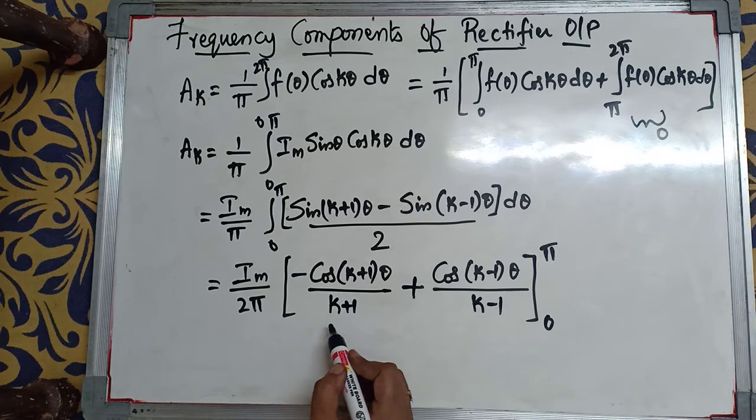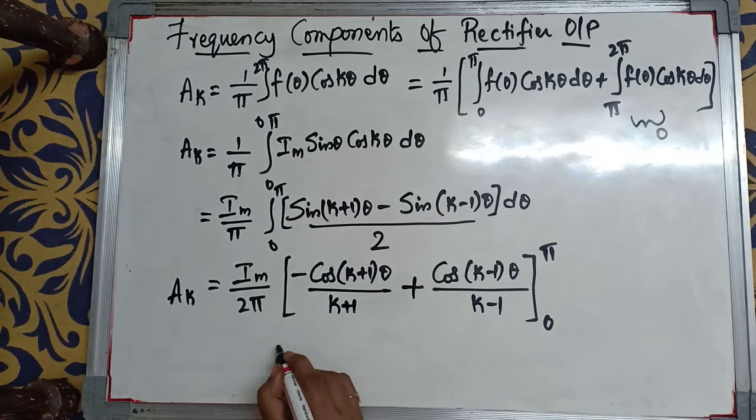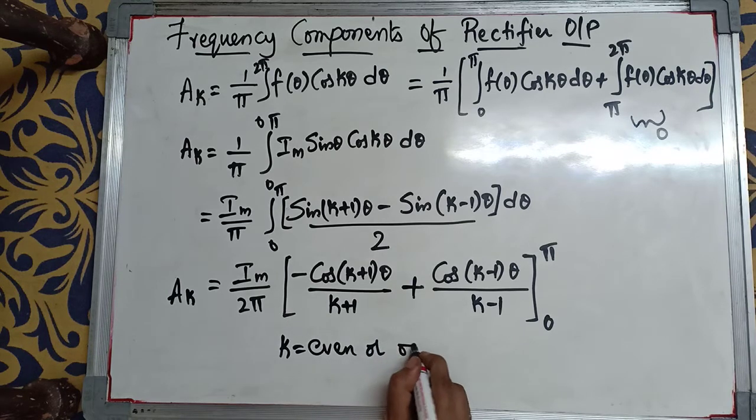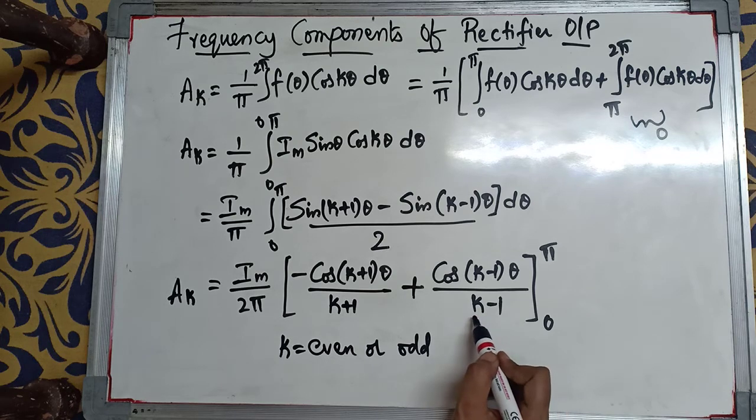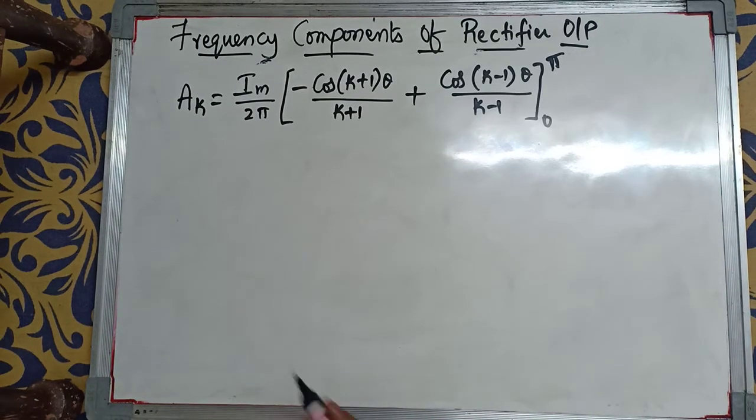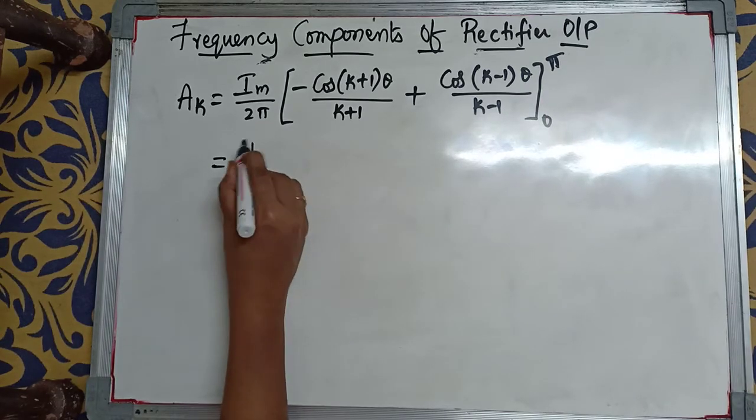Here k is a real number, so therefore depending upon the value of k we get different values for our ak. So k can be either an even number or an odd number. Now if we take any even number or odd number and substitute it in the place of k, we can find what will be the value of ak when k is even and when k is odd.